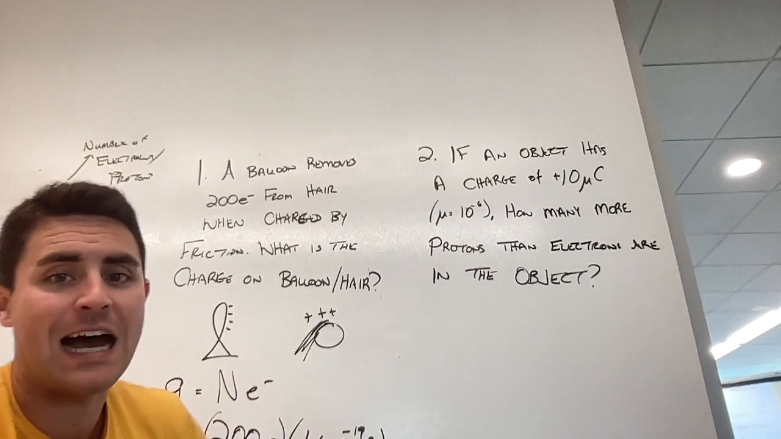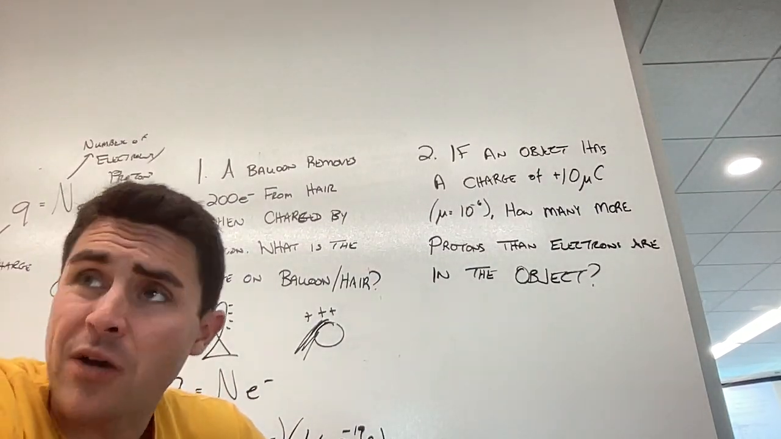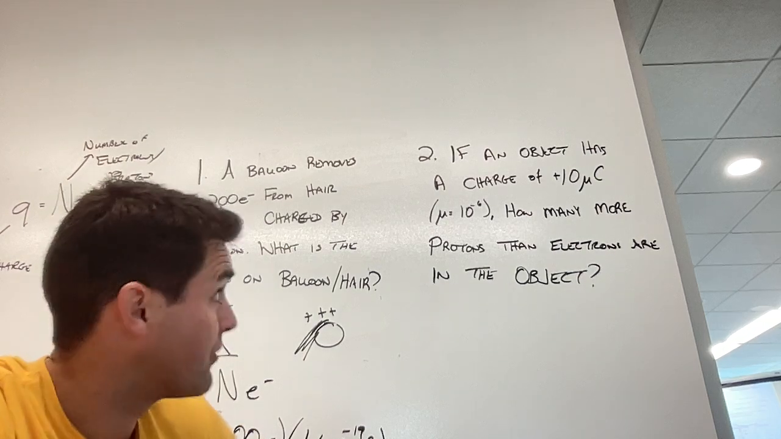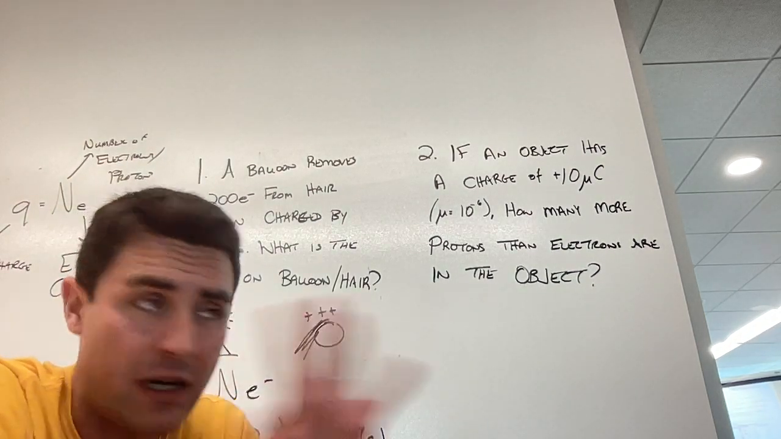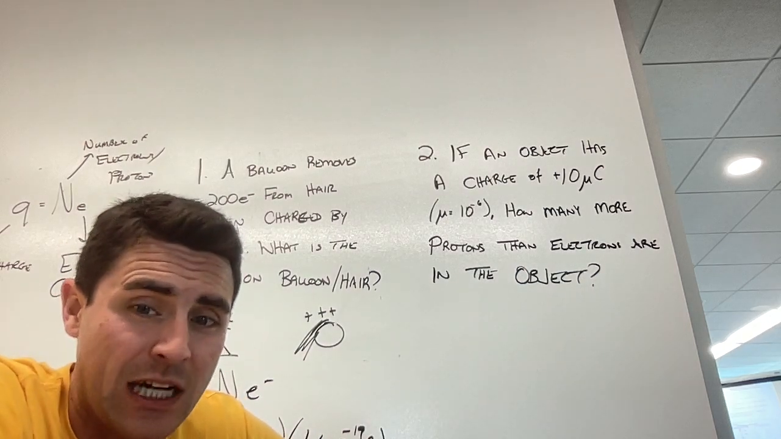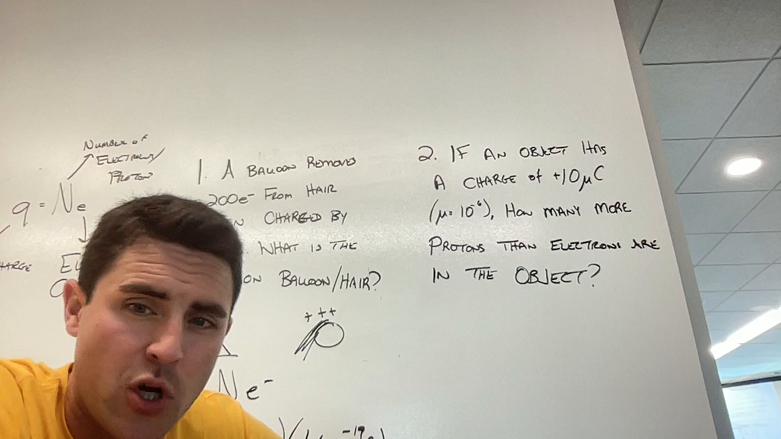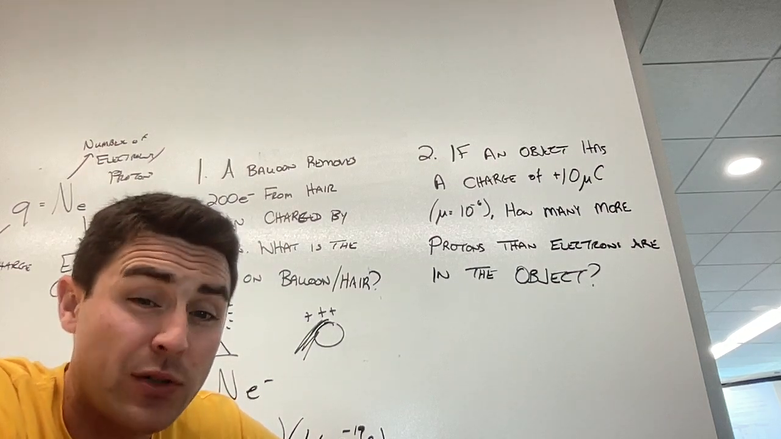Problem 2 says, if an object has a charge of positive 10 microcoulombs, that little mu means micro, and micro means 10 to the negative 6th. It's on your equation sheet, your area of constants. But the question is, how many more protons than electrons are in the object? Okay, so I know a charge. That charge is positive 10 microcoulombs. How many more protons? I'm using protons, so my elementary charge had better be positive.